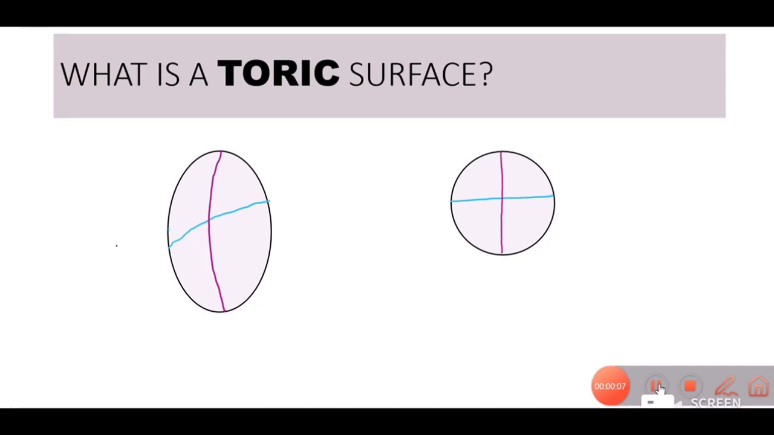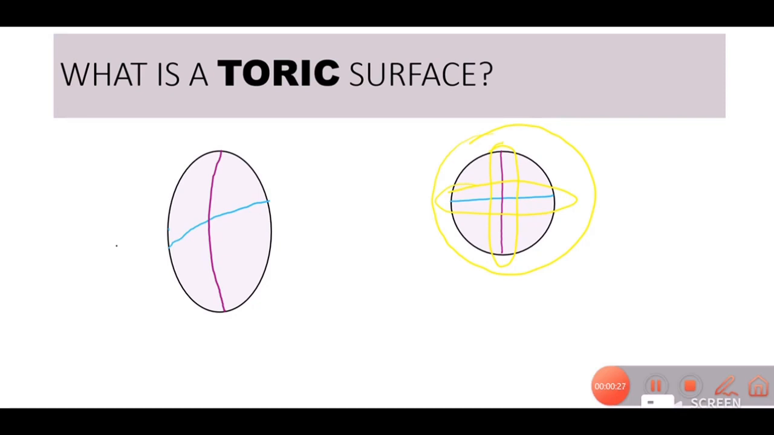meant by a toric surface. A perfect spherical surface as shown over here will have equal refractive powers along all the meridians. That means the 90 degrees meridian and even the 180 degree meridian or any other meridian if you take, all of them will be equally curved and all of them will have equal refractive power.